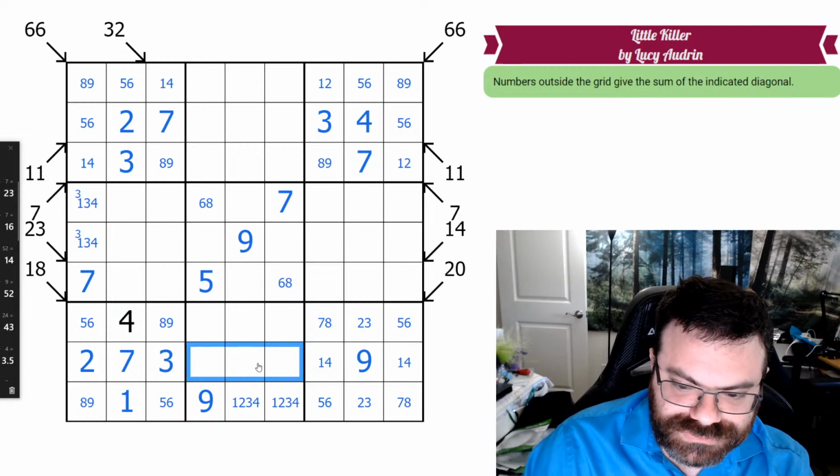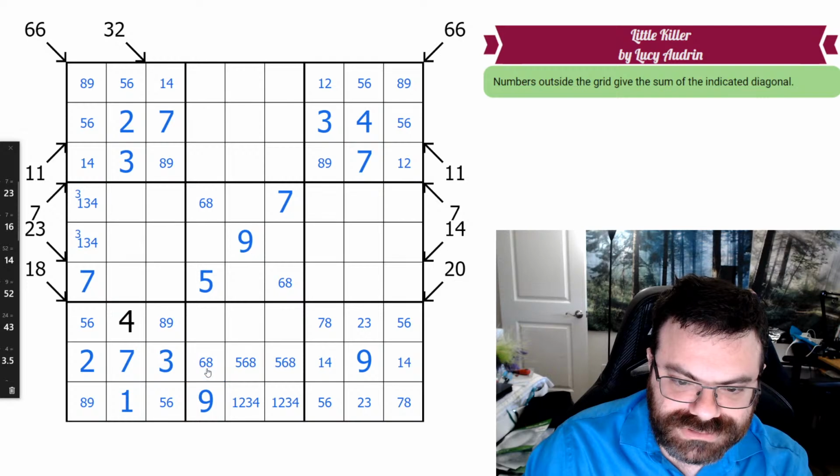What's this triple? We have 1, 2, 3, 4. We need 5, 6, and 8. That's not 5.